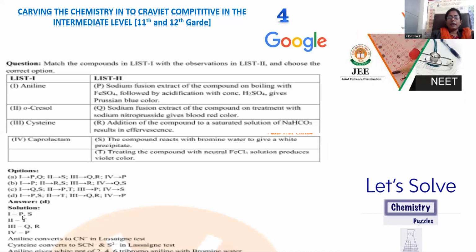For aniline, P and S are correct. For cresol, T is the correct answer. For cysteine, Q is the correct answer. For caprolactam, P is the correct answer.